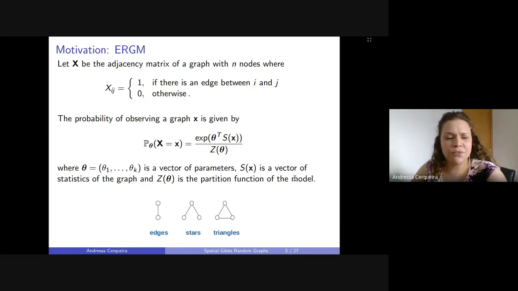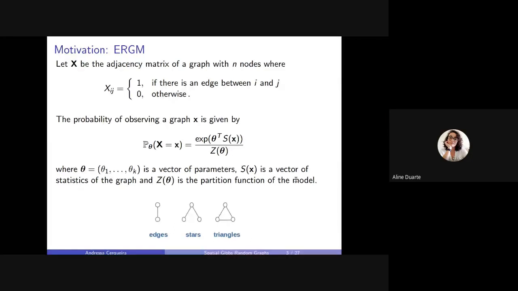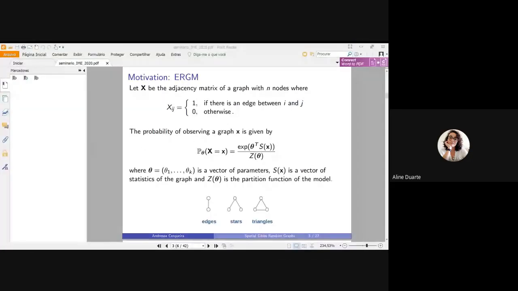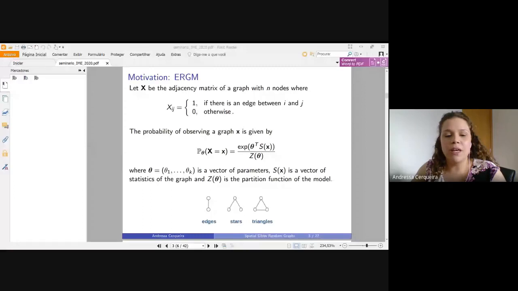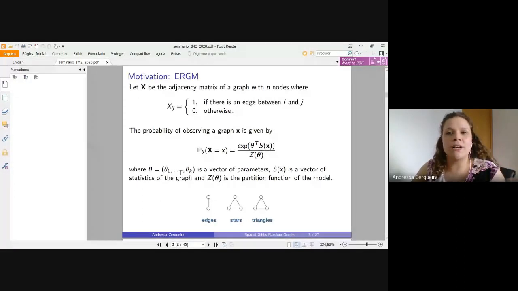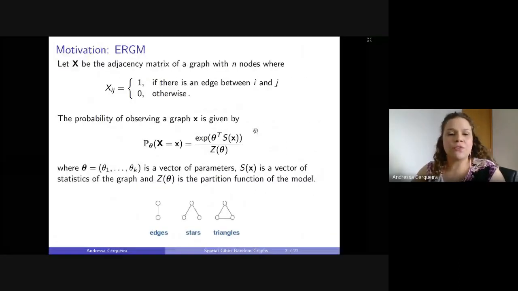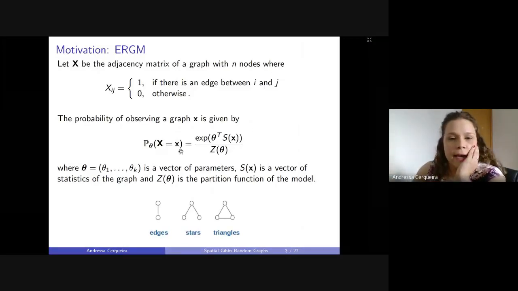Is there some message for me in the chat? Yes. Large X is a matrix, small x is a graph. Okay, large X would be the random graph, right? And the small one is the observed one. That is the difference between capital X and small x here. Capital X for us is just the random variable.